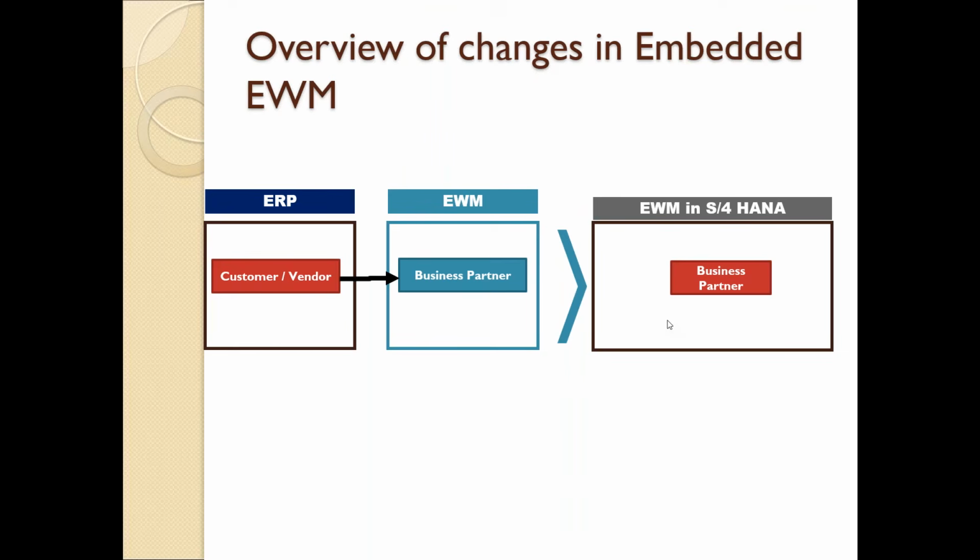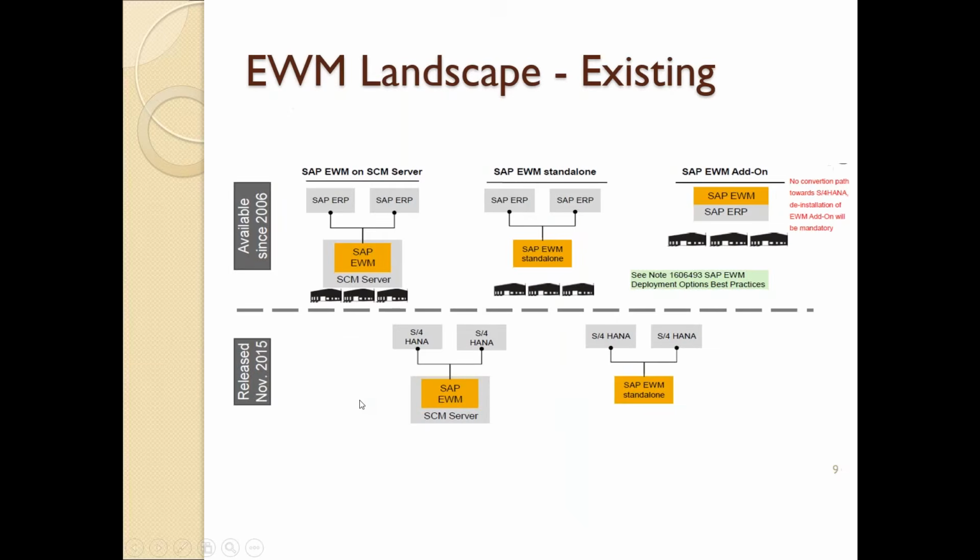Okay. So what's the difference between the two boxes that you have on the left side and the one box on the right side? That's the landscape I mentioned earlier. We will be having two different landscapes. Let me go back again. This is how EWM started, basically from the 5.0 version.